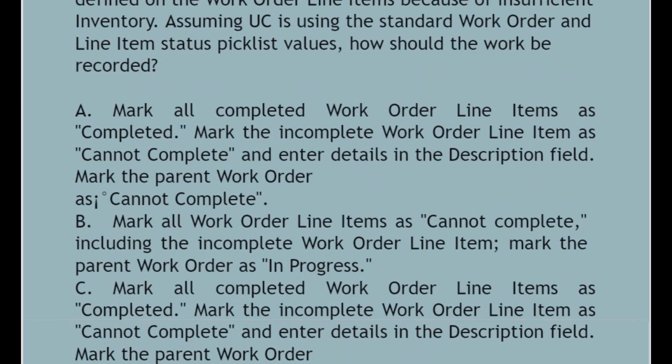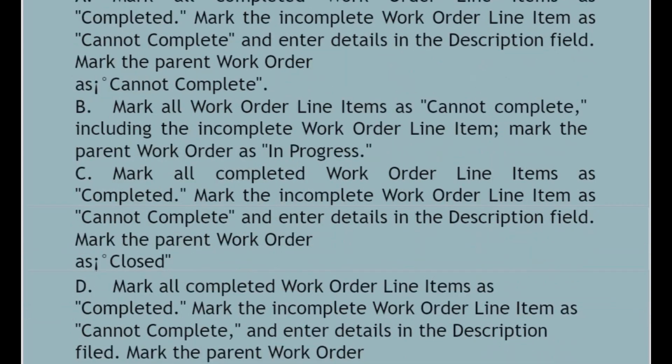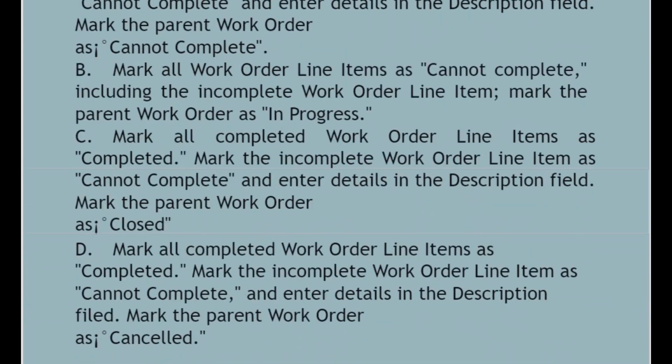Mark the parent work order as cannot complete. Option B, mark all work order line items as cannot complete, including the incomplete work order line item. Mark the parent work order as in progress. Option C, mark all completed work order line items as completed. Mark the incomplete work order line item as cannot complete and enter details in description field. Mark the parent work order as closed.